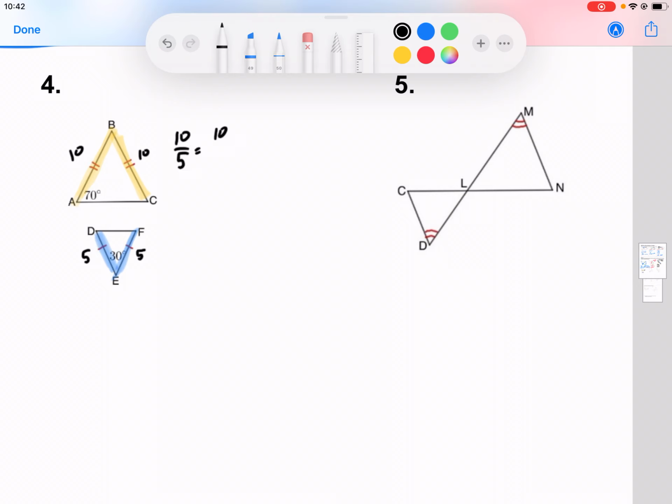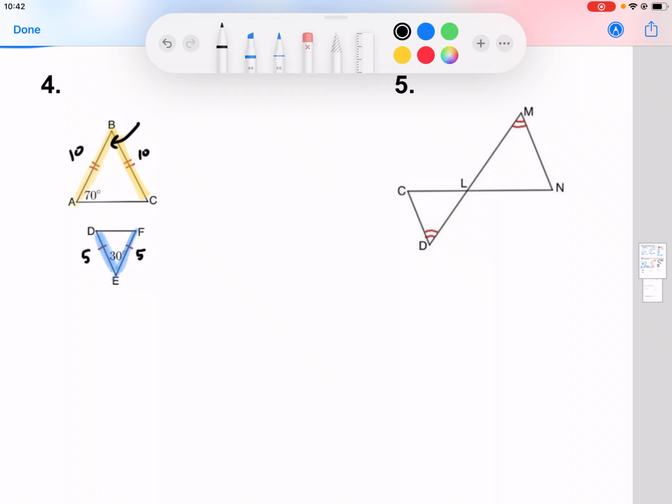Well, we know if we divide by the same thing, we're going to get the same thing. 10 over 5 is still the same as 10 over 5. So there's no way that the proportions for the sides would be different. So the only thing we need to determine is what the angle right here is for this shape.